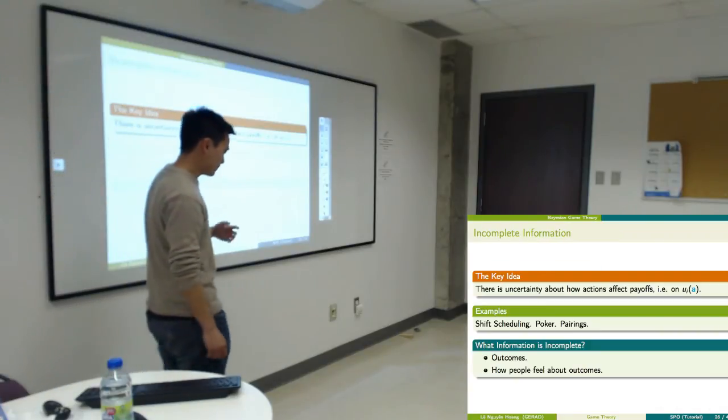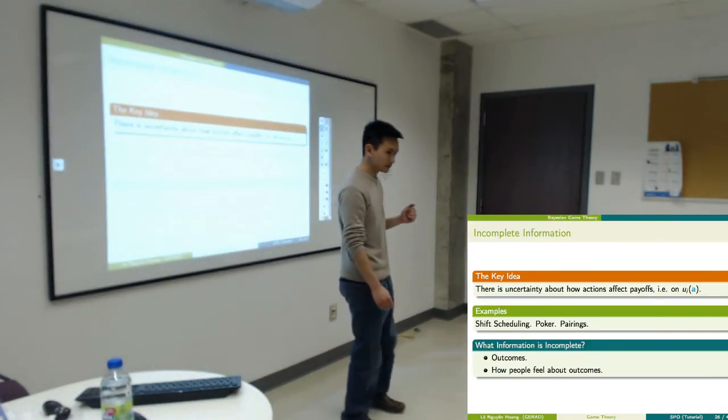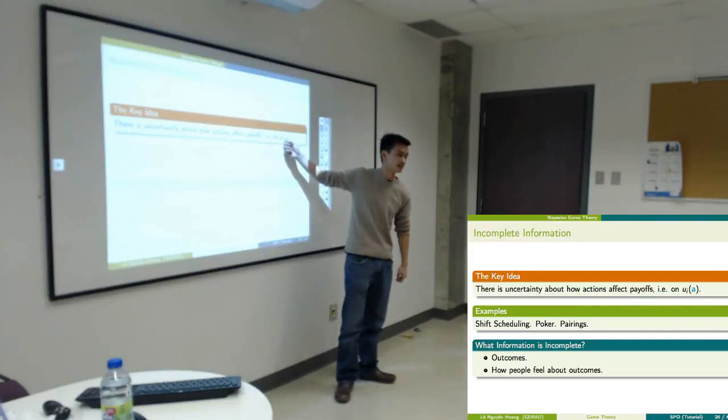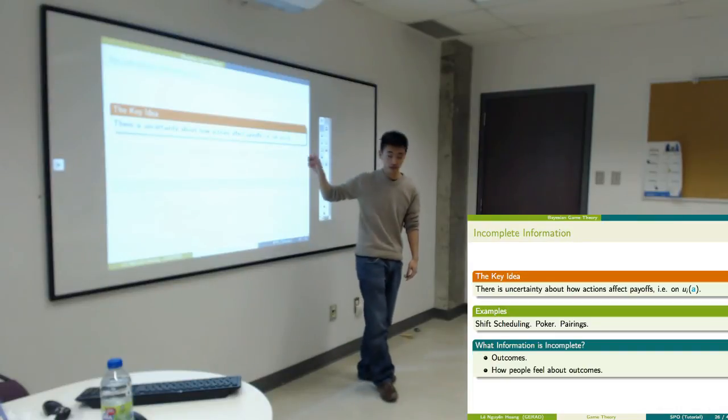Okay, so the idea of Bayesian game theory is that there is uncertainty about the payoffs u_i(a). In the Nash setting, u_i(a) was public information. So everybody knew what the payoff of a person would be given an action profile.